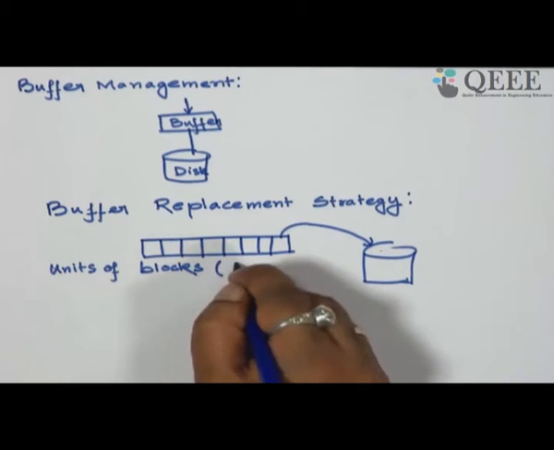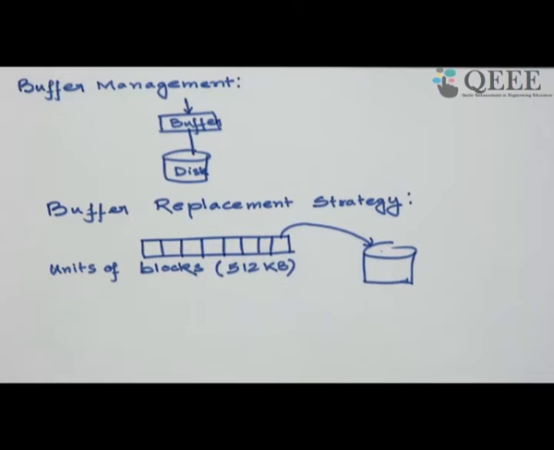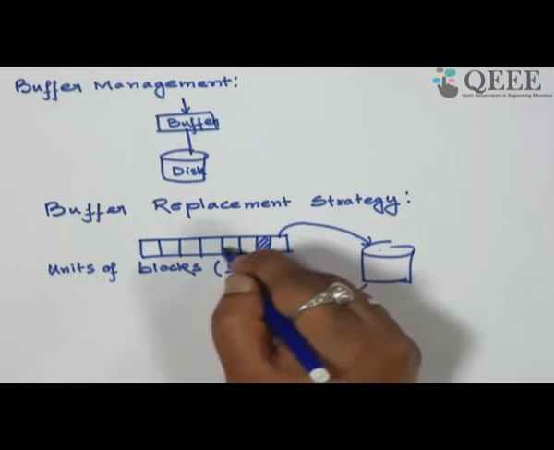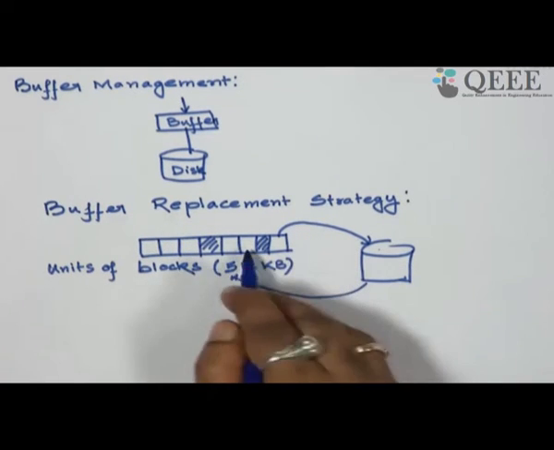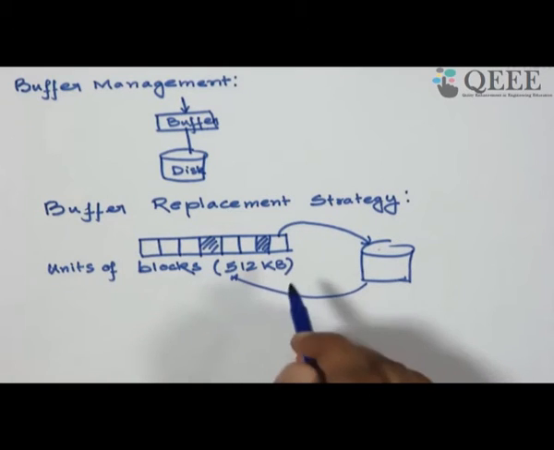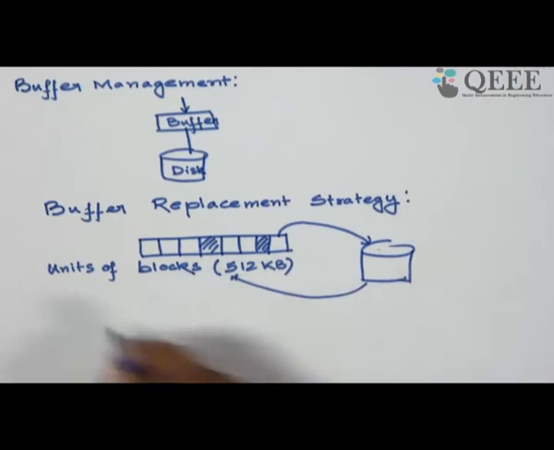A block is typically 512 kilobyte. So it consists of a number of blocks, and now when the buffer is full and you want to get more data, you have to evict, you have to remove some data from the buffer and write it out to the disk. Okay. So this eviction process is controlled by something called a buffer replacement strategy. There are two strategies.